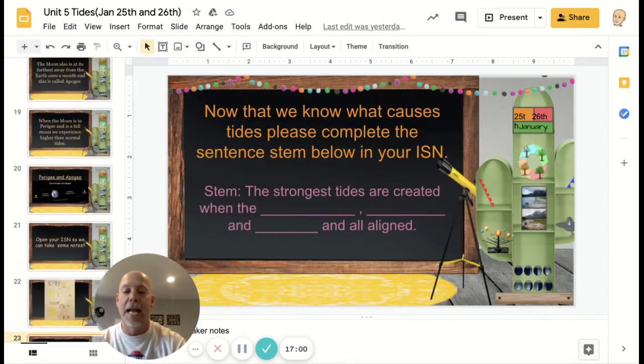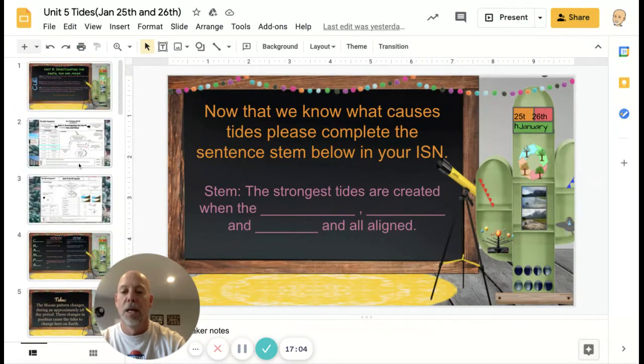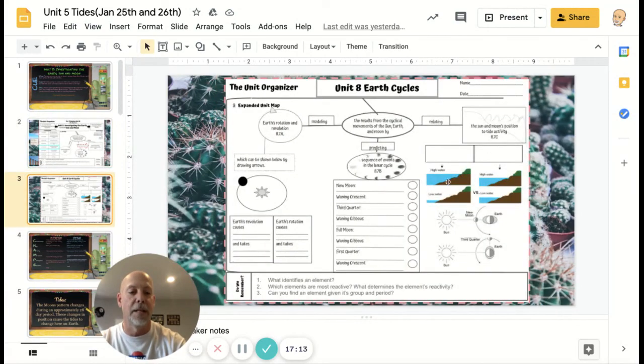Again, today, you should be able to fill out these three vocabulary words, words to know: tide, neap tide, spring tide. And you should be able to fill out this section on tides right here as well, okay? Right here. You should be able to tell what they are and fill those out and label them, okay?